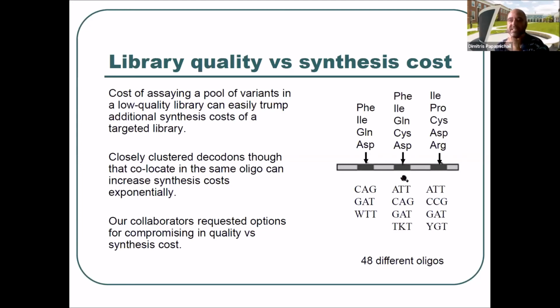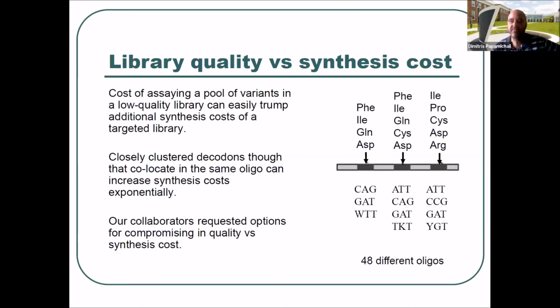And of course, as you can see, these increase exponentially with each additional location to which I add some number of degenerate codons. So although this whole project started in order to reduce costs, because when you have a library that's not specific, quite often you have to spend a lot more time trying to figure out the variants of interest in this library.